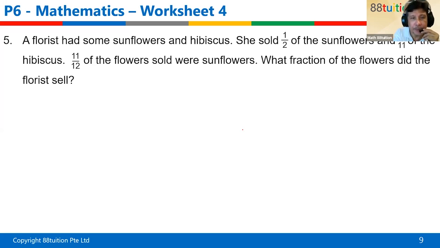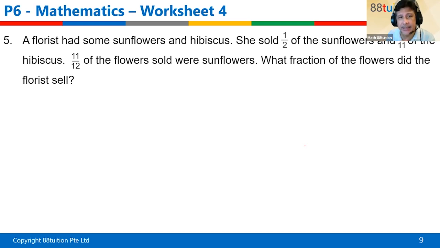Now, the second sentence tells you that the florist sold half of the sunflowers. That means the sunflowers must have a certain total. From the total of the sunflowers, you cut into 2 equal parts. You sell half, and the other half is left behind. In terms of the hibiscus, it must be cut into 11 parts. Out of the 11 parts, 1 part is sold, leaving us with another 10 parts that are not sold. So independently, that is how the ideas look.